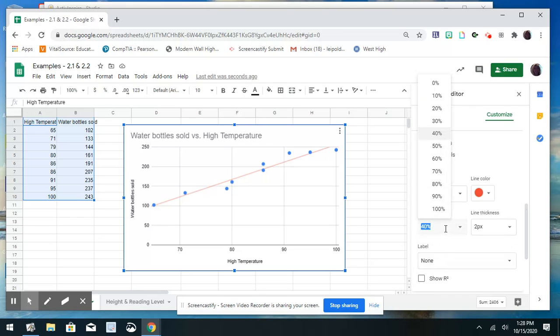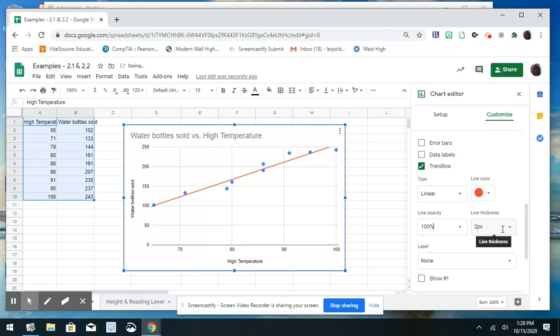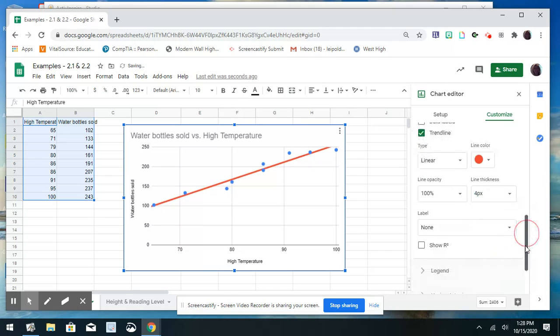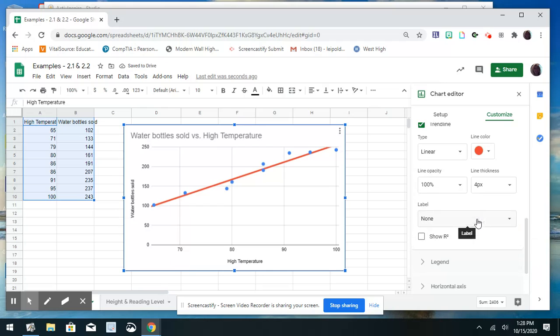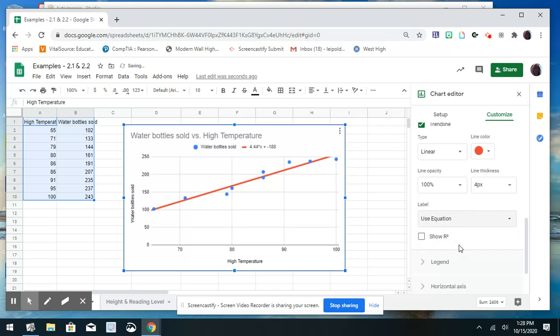I'm going to make it a little bit deeper color and a little bit thicker so it's easier to see. And then the neat thing about this particular program is I can label this so that I get the equation that this line is represented by. And that equation is listed here at the top.